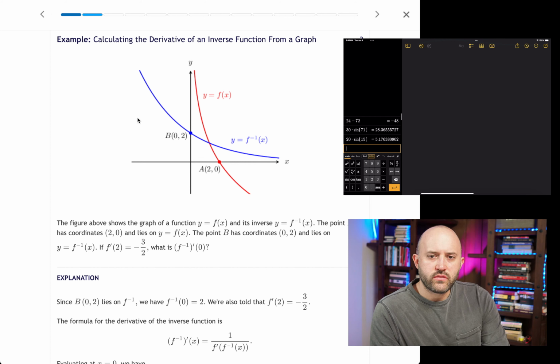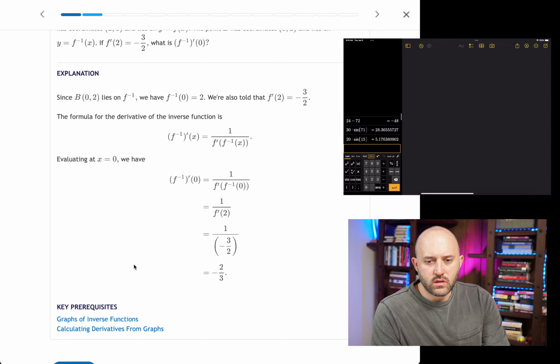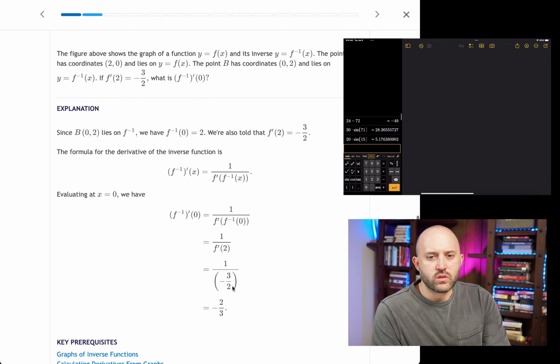Inverse of a function from a graph. Okay, the graphs are easier. Why is this? Why is that? Coordinate of f inverse of x, if f prime of 2 is negative 3/2, what's f inverse prime at 0? The negative inverse of that? So 2/3. Oh, it's just the inverse. 2/3.